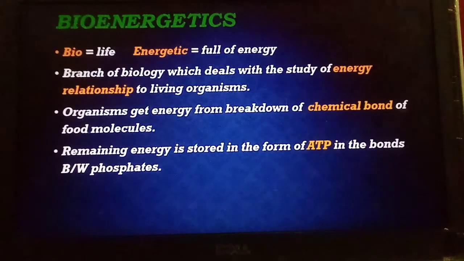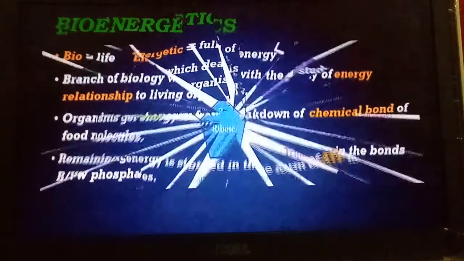Organisms get energy from the breakdown of chemical bonds. The chemical form of energy is glucose. When the bonds between the atoms of the glucose molecules are broken down, the energy is released. So organisms get that energy from food molecules. The remaining energy, which is not used by the organisms, is stored in the form of ATP, in the bond between phosphates. That we will discuss further.